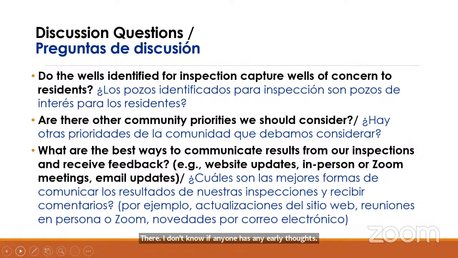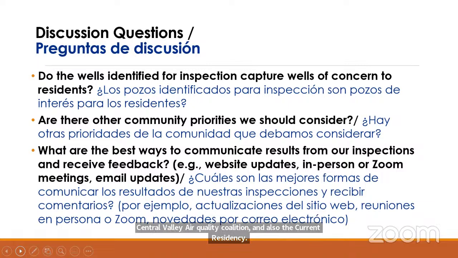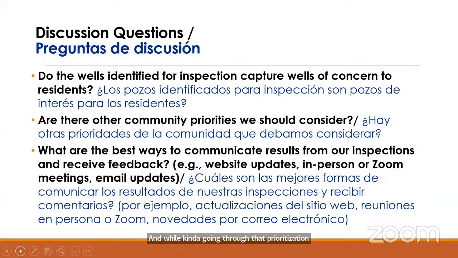I did want to jump in. Jasmine Martinez with the Central Valley Air Quality Coalition and also a current resident. While going through that prioritization community list that you all shared, I was curious to see where Lost Hills might land on that. And also was curious to see what subsets of Bakersfield you are currently interested in, or if that's something that you're still building out.